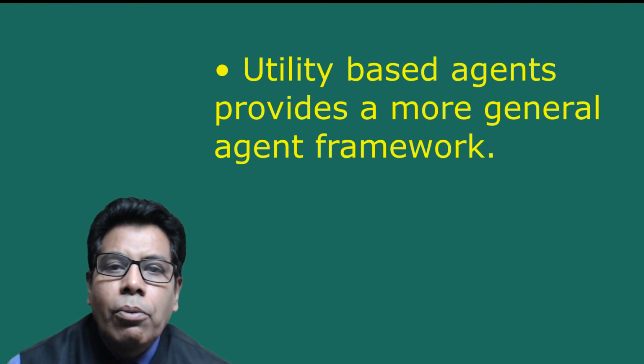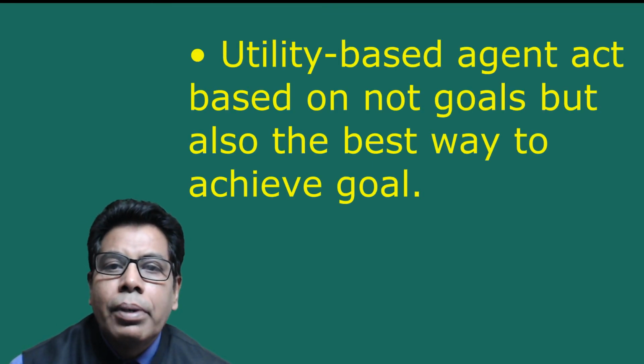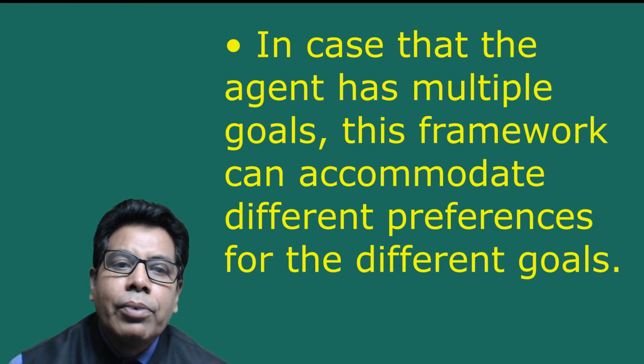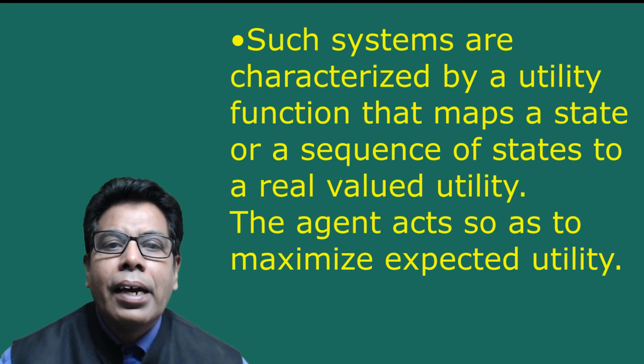Utility-based agents provide a more general agent framework. Then next, utility-based agents act based not only on goals but also on the best way to achieve the goal. Then next, in case the agent has multiple goals, this framework can accommodate different preferences for the different goals. Then next, such systems are characterized by a utility function that maps a state or a sequence of states to a real valued utility. The agent acts so as to maximize expected utility.